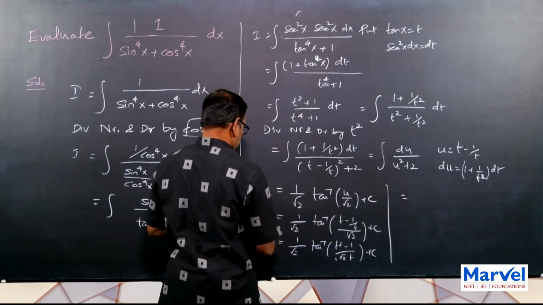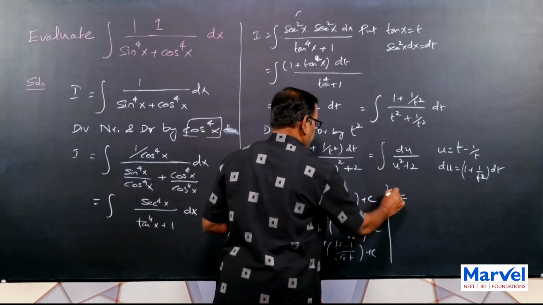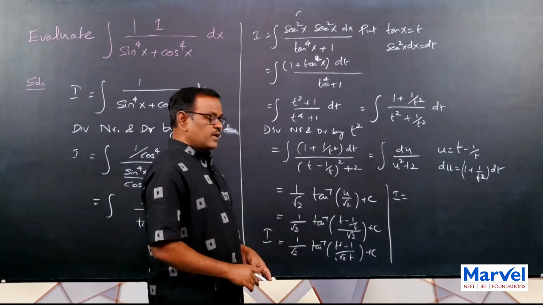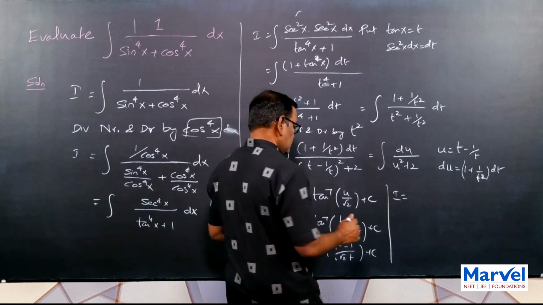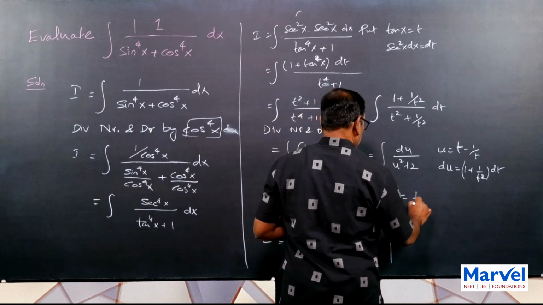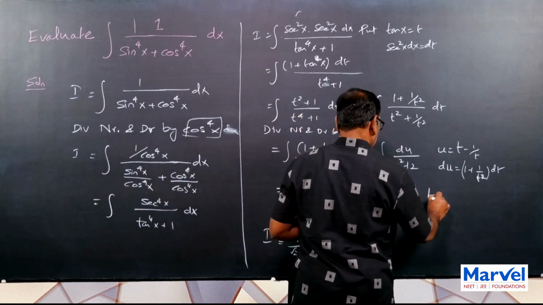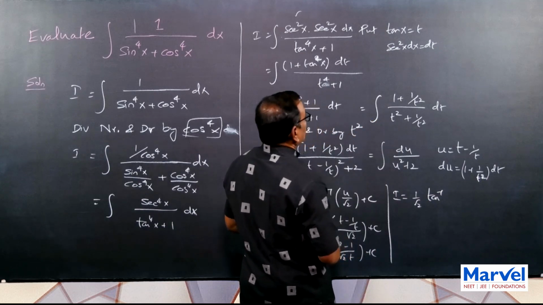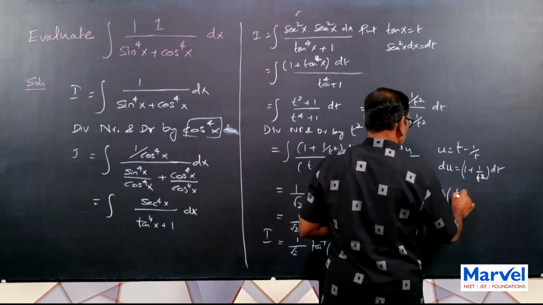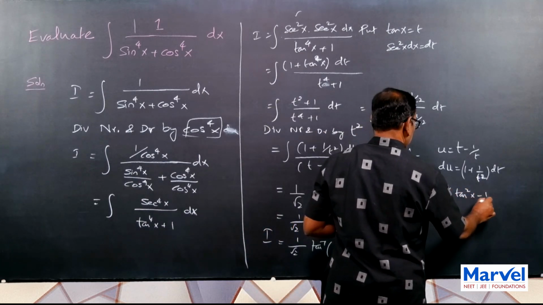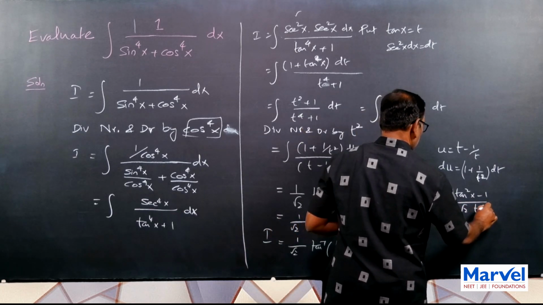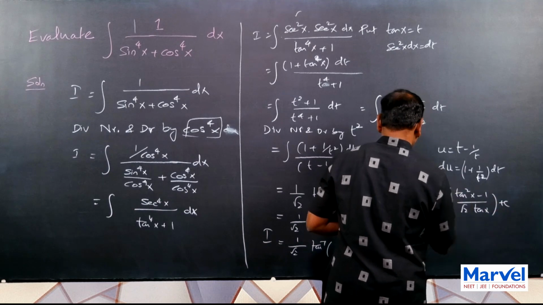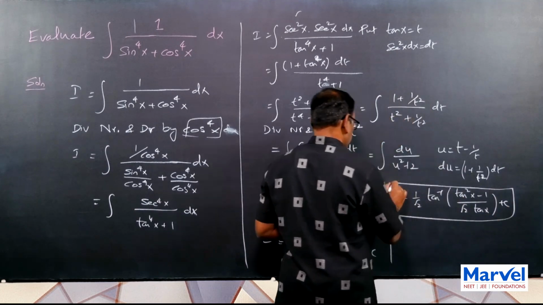Now what does I become? Replace u by t, and now t by x. What is t equal to? tan x. So I equals 1 by root 2 tan inverse of tan square x minus 1 by root 2 into tan x, plus c. This is the final answer for the expression.